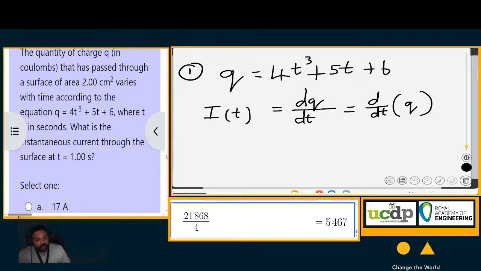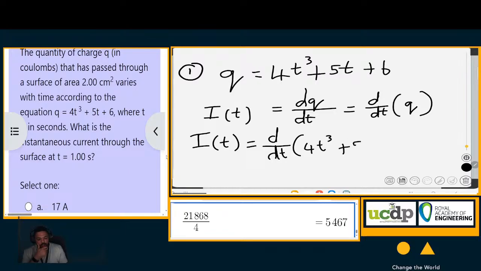Okay, so we've now defined what the current is. We've found a formula for the current. It is just the derivative of the charge. So we know I(t) is equal to d dt of q, and we know q is equal to 4t cubed plus 5t plus 6. So this derivative that I'm finding will give me the current in terms of time.